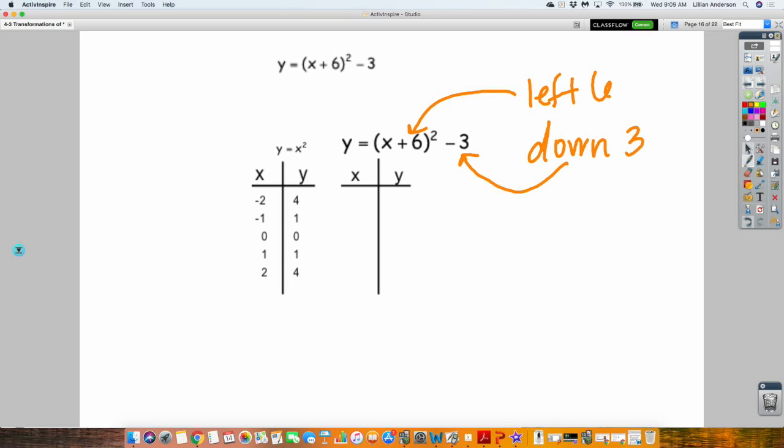Which means that, yes, in this case, both the x's and the y's are going to change. What are you going to do to your x's? Careful. You're going to subtract 6 from all your x's because we moved to the left. And then what's going to happen to our y's? You're going to subtract 3 from them because we're going down. Okay? So then you just have to complete your table.